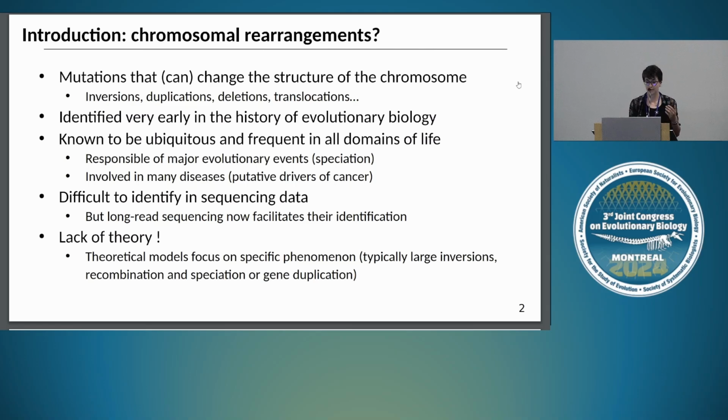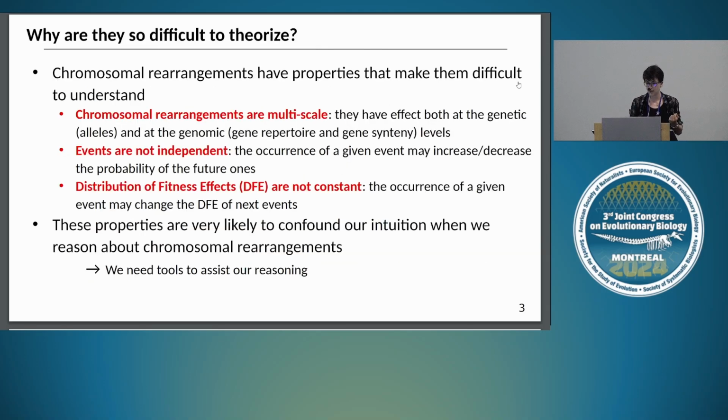And now that we have long-read sequencing data, more people are getting interested in chromosomal rearrangements, but we do still lack a lot of theory to try to understand them. And the few models that study them often study just a few parameters, a few impacts of chromosomal rearrangements, and not the phenomenon as a whole. And that is easily explained because chromosomal rearrangements are very difficult to understand.